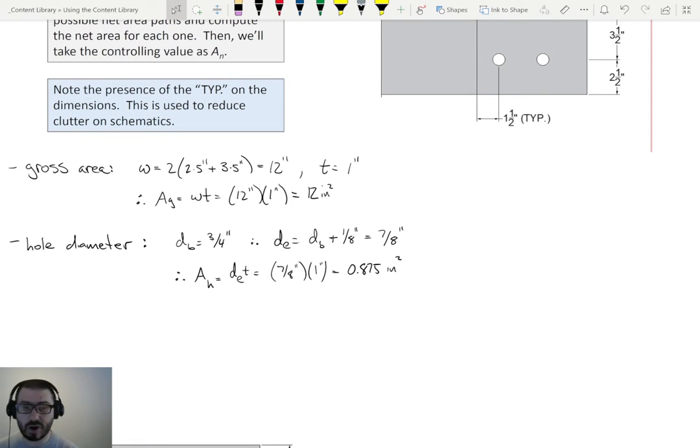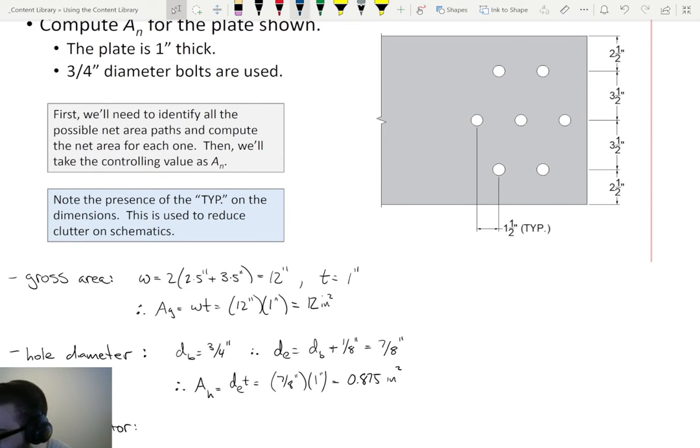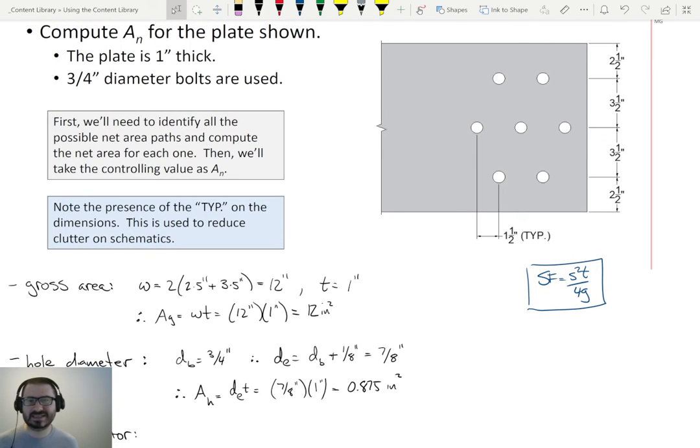Now let's handle some of our new stuff right here: the stagger factor. Let me go back up here to the connection. Remember the formula for the stagger factor is s squared t over 4g. T is the thickness, s is the dimension along the applied load, and g is perpendicular to the applied load.